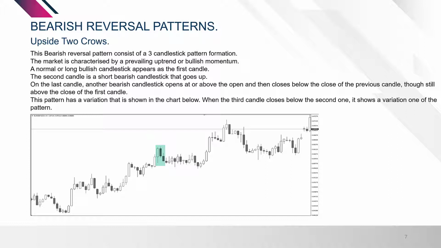On the last candle, another bearish candle opens at or above the open and then closes below the close of the previous candle, though still above the close of the first candle. This pattern is a variation that is shown in the chart below, as you can see on the illustration. When the third candle closes below the second one, it shows variation one of the pattern.